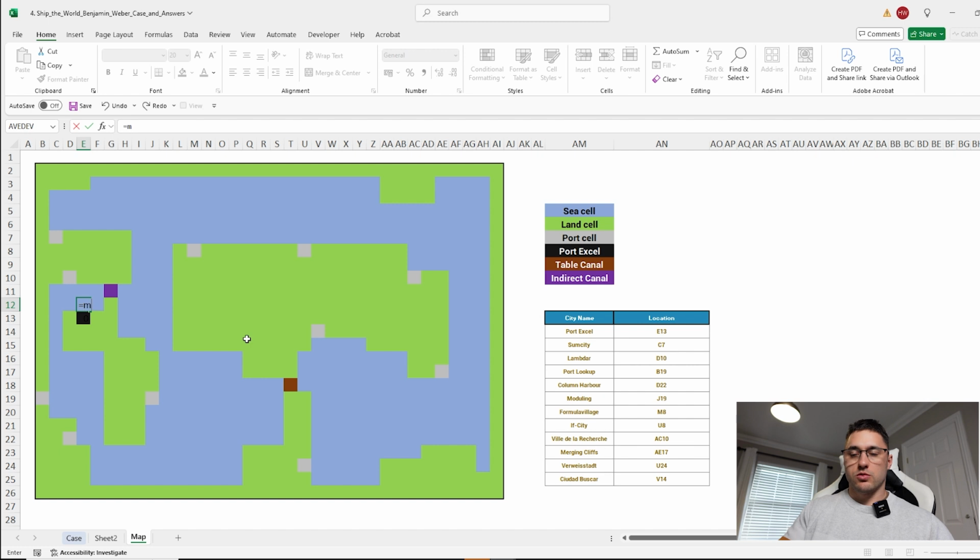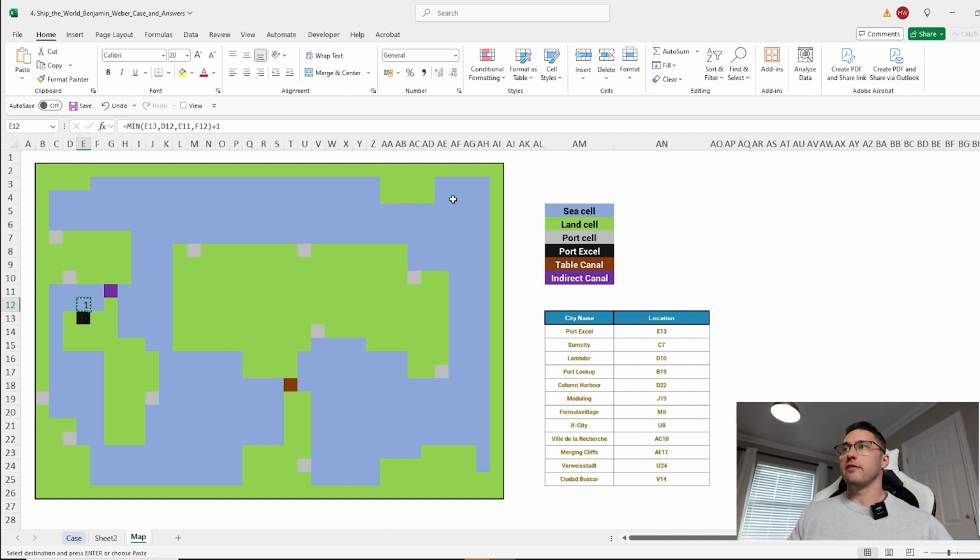Then we want to do equals the minimum of everything around this cell plus 1. So if I extend that formula out, it's going to look for everything around it, it's going to find the 0, and it's going to add 1 to it. If I now do that across all of the C cells, I'm going to get a distance from Port Excel. But we have to put circular references on so it can do it.